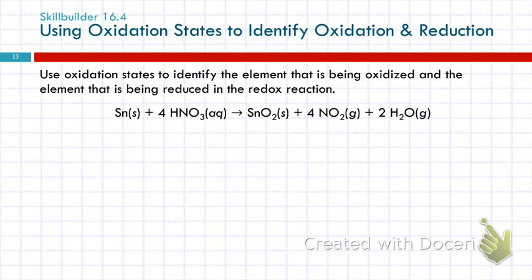Use oxidation states to identify the element that's being oxidized and the element that's being reduced. So when we look at the reactants here, there are 2 reactants, but this reactant has 3 different elements in it. We look at the elements individually. So it's asking for the element that's being oxidized and the element that's being reduced. So what we're going to do is assign oxidation states. So what's the oxidation state of tin metal? Sn. What's its charge? 0.